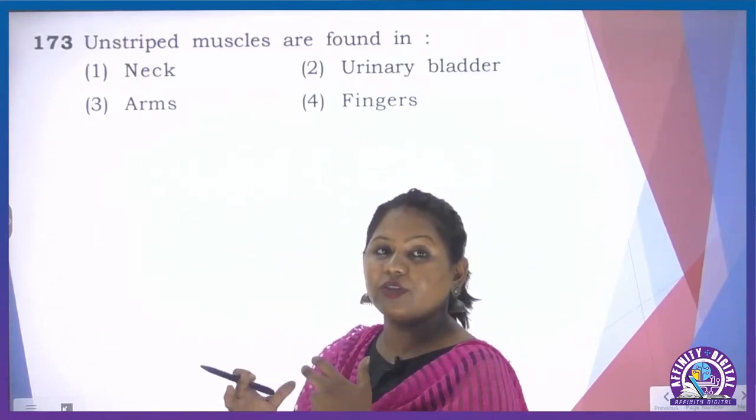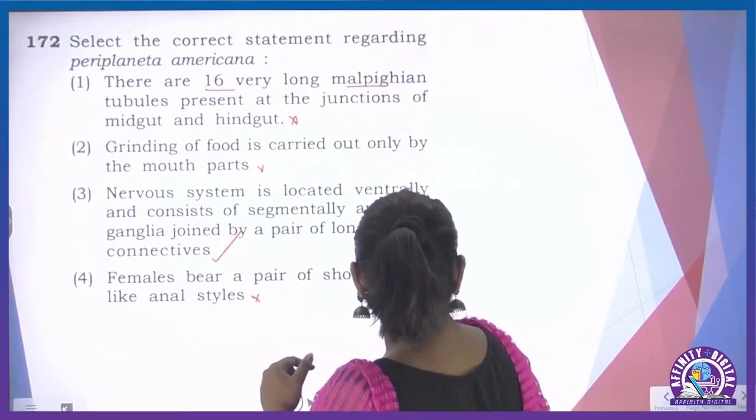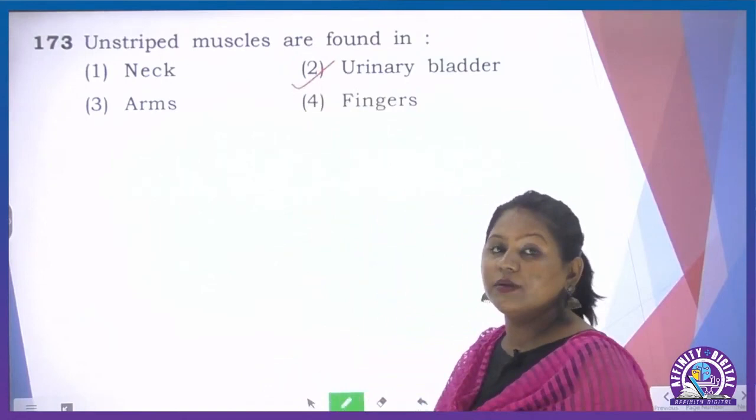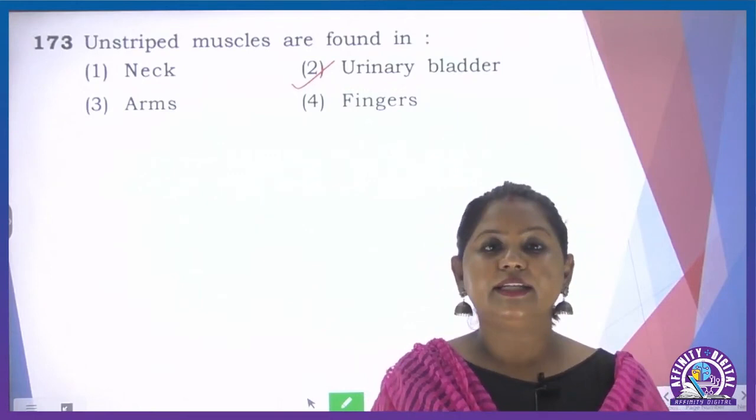Involuntary ho jayega, that will be, of course, what is happening? That is what? Urinary bladder. So urinary bladder, jo hai, it contains smooth muscles. And smooth muscle, that is the unstriated muscle. And it helps in the micturition process. That is the release of the urine.